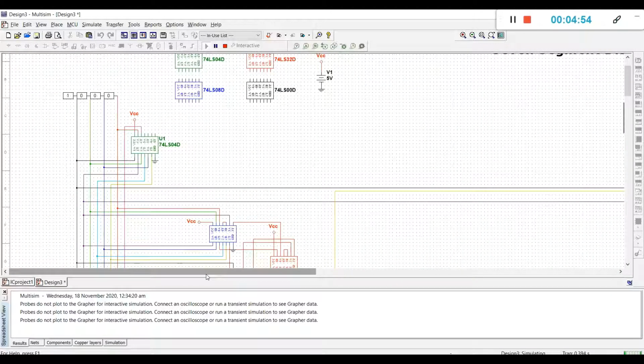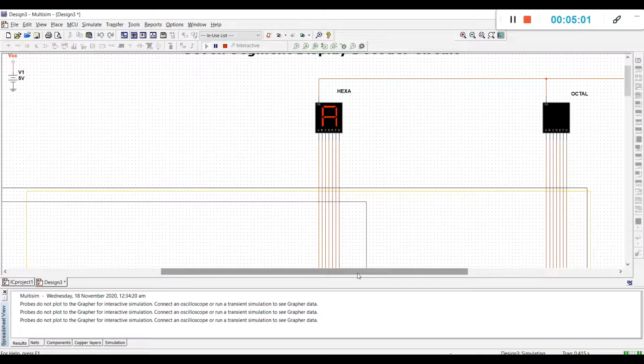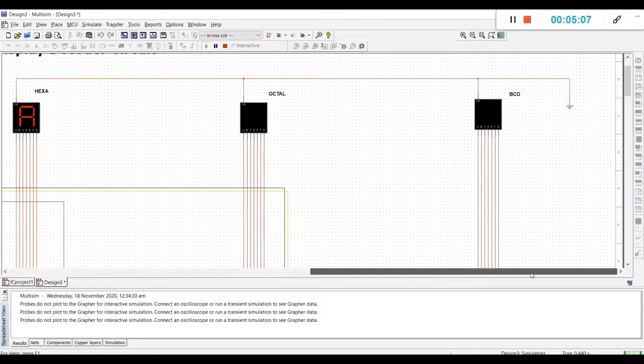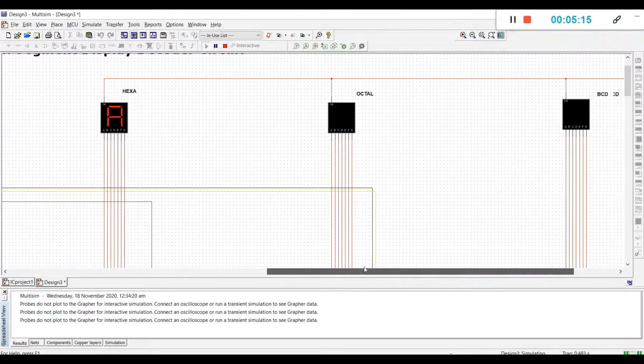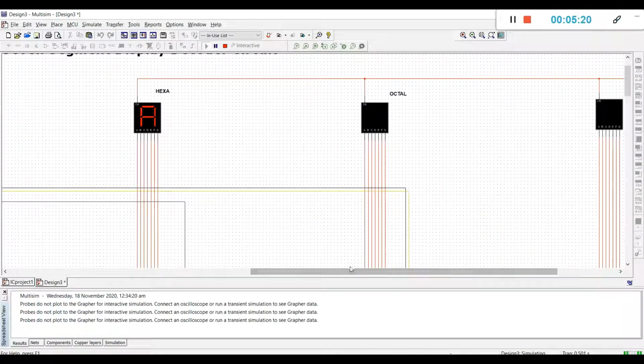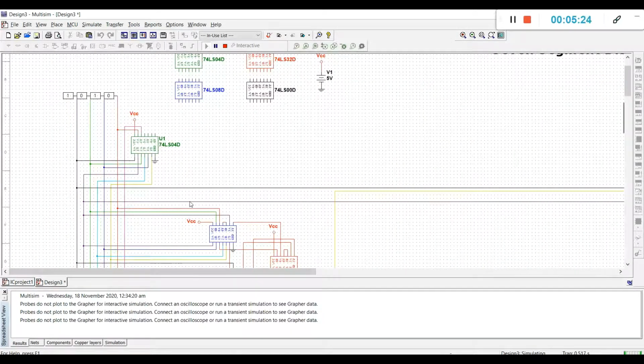For the next input, which is 1, 0, 1, 0, which is equivalent to 10, the hexa equivalent of 10 is letter A. For octal, it will turn off, and the BCD will turn off since the binary input equivalent is more than 9. So it will turn off for the rest of the remaining inputs. And also the octal, it will turn off for the rest of the remaining inputs.